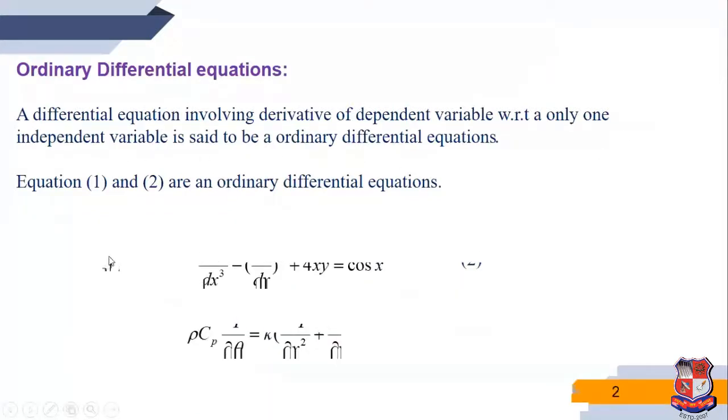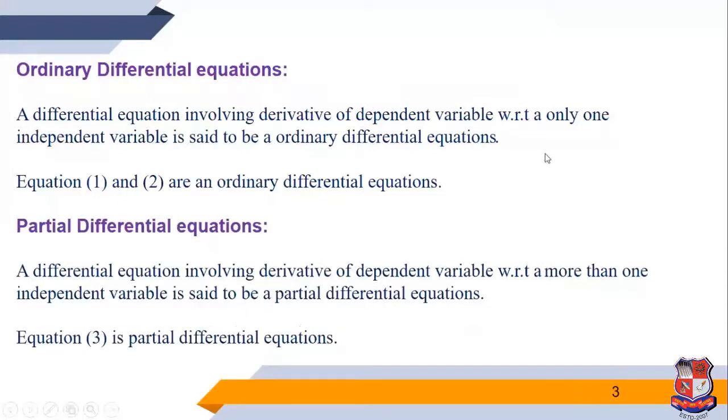And the other form is the partial differential equation. So a differential equation involving a derivative of dependent variable with respect to more than one independent variable is said to be a partial differential equation. So here the main phrase is more than one independent variable.